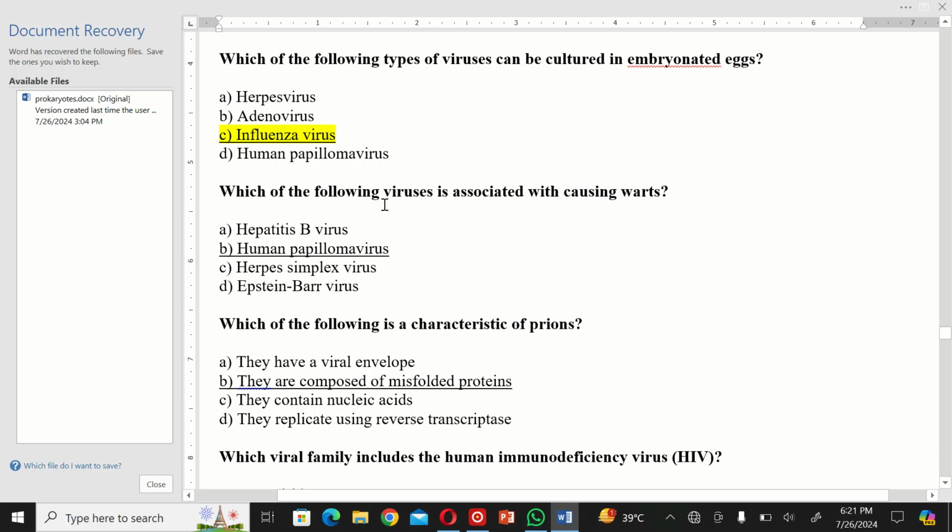The next MCQ is: which of the following viruses is associated with causing cervical cancer? A. Hepatitis B virus. B. Human papilloma virus. C. Herpes simplex virus. D. Epstein-Barr virus. So the correct option is B.